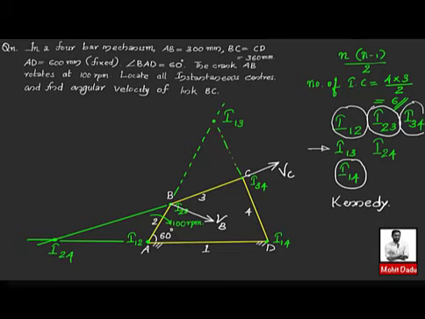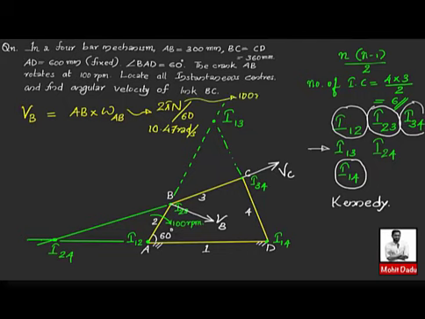Now, from the given data, you can evaluate the velocity of point B. It is VB with respect to A, which is equal to link length AB into omega of AB. Omega of AB is given in RPM, so you can convert it using 2 pi n by 60, where n is 100 RPM, and this will be equal to 10.47 radians per second.